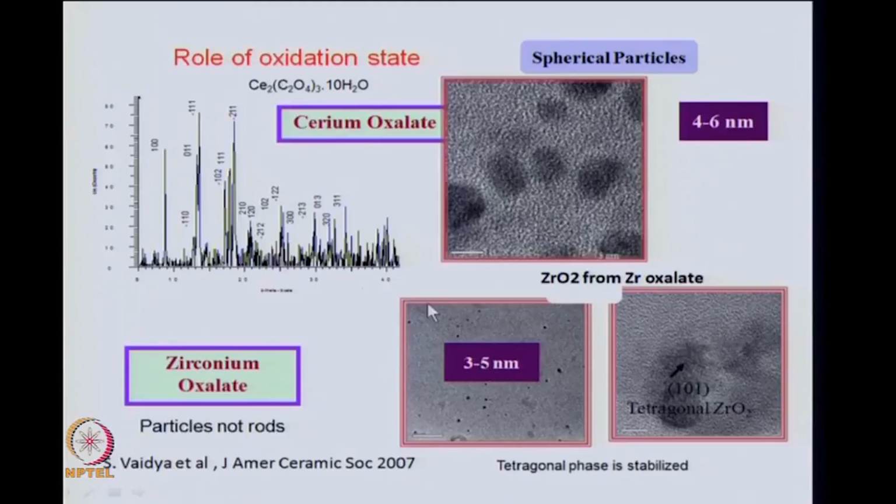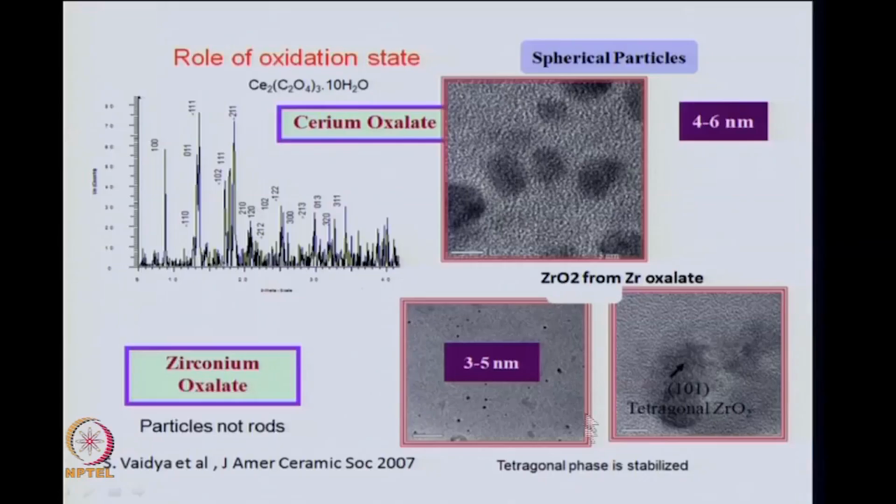Of course, they again can be decomposed to give you zirconia or ceria depending on the conditions, and in this case we stabilize a tetragonal ZrO2 phase, which normally is stable only under certain conditions. So, you can make metastable phases using the microemulsion process.